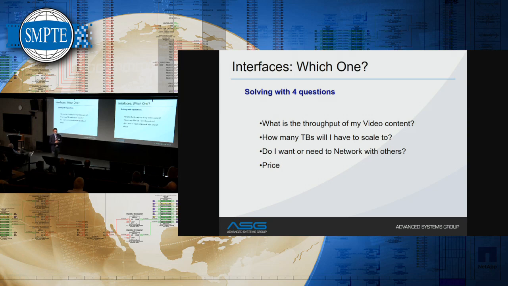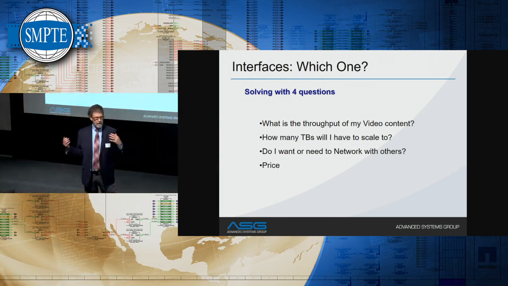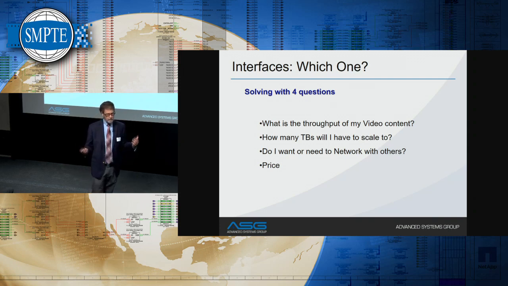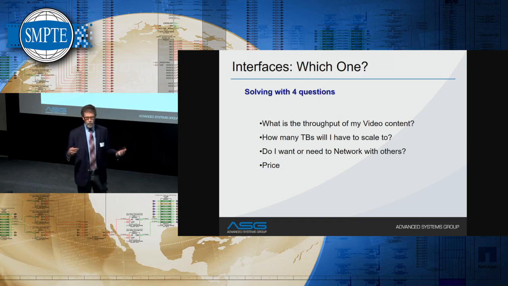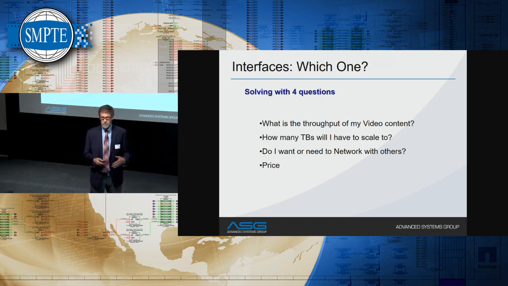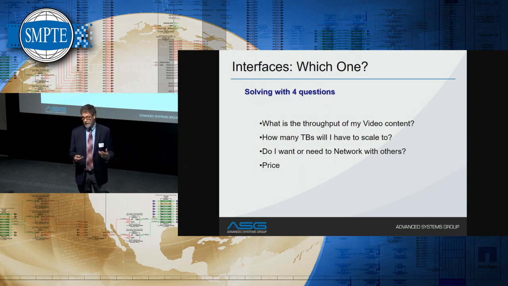What is the throughput of my video content? What is it that needs to play? If I am sitting at a single machine and I have a copy of Premiere running and I've got HD content, what codec am I running? Am I running ProRes at 220 megabits a second? What are my typical number of streams that I play when I'm editing? 2, 3, 4, or in my case 1.